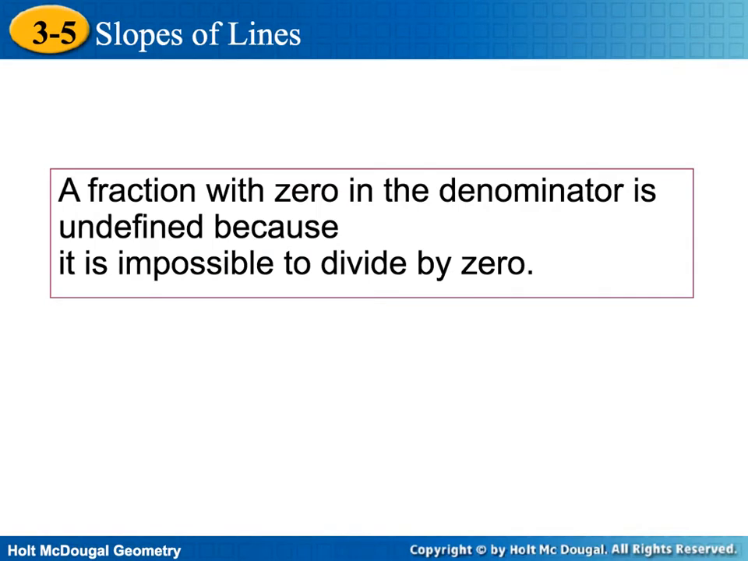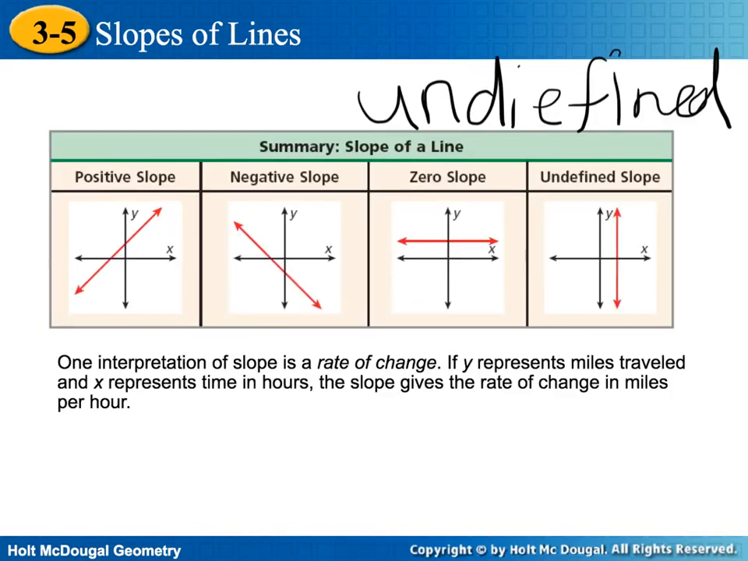Okay, remember a fraction with 0 in the denominator cannot happen. If you put 3 divided by 0 in your calculator, you get error or undefined or syntax error. That is because you can't divide by 0. So when that happens, you will have an undefined. These are the 4 types of slopes. You're going to have a positive slope going from left to right, it's going up. Left to right, you're going down. Left to right, it's 0. And this is vertical, up and down. So positive, negative, 0, undefined.